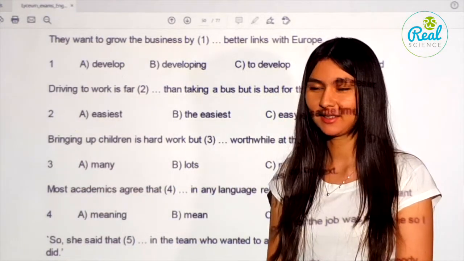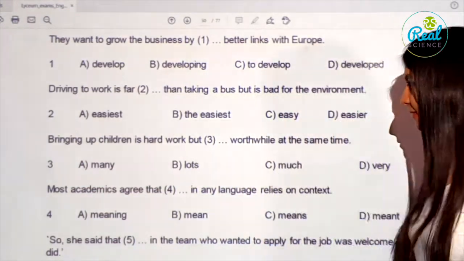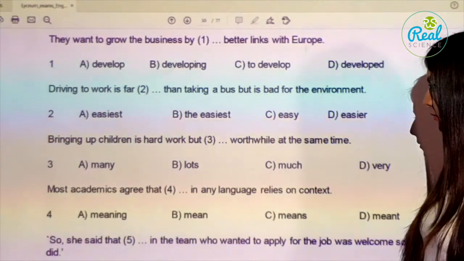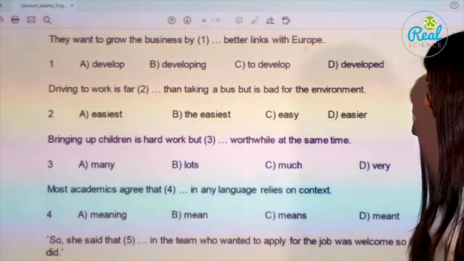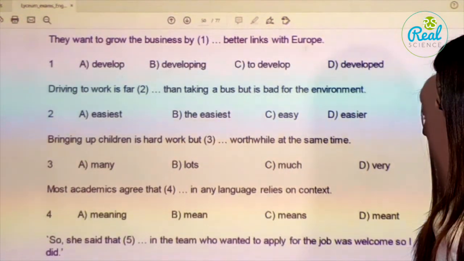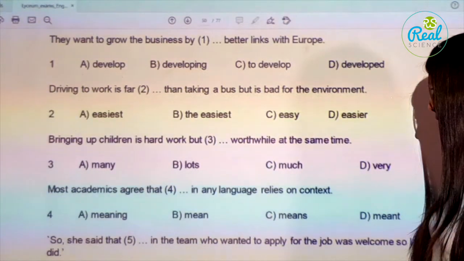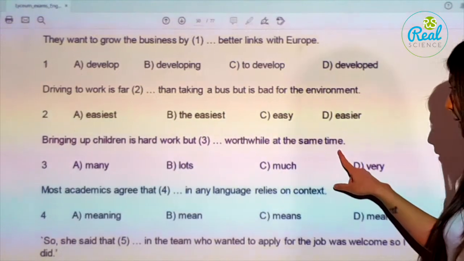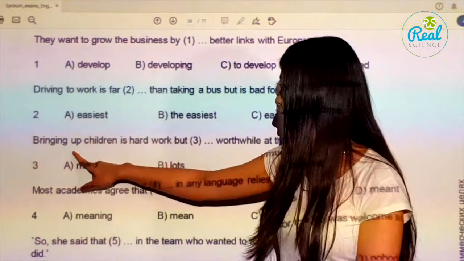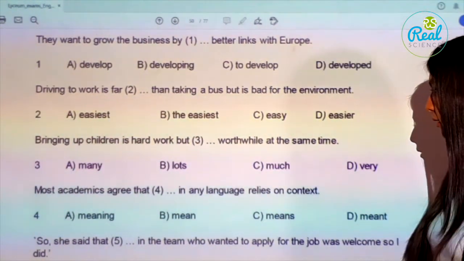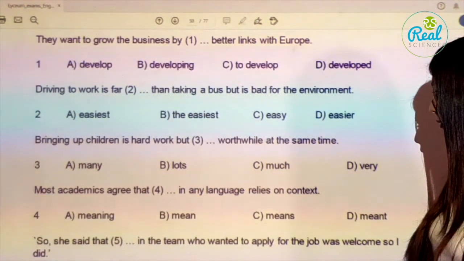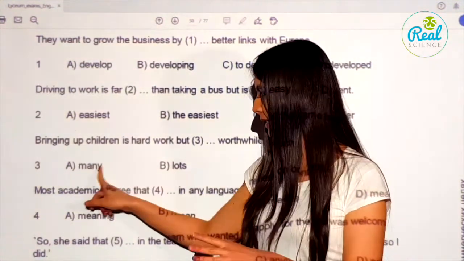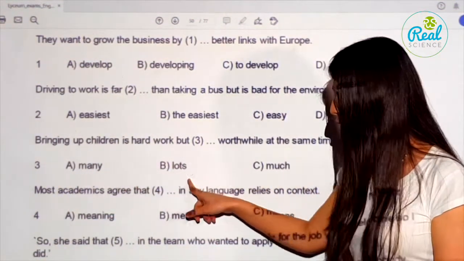Erkinova, Shahzoda? Bringing up children is hard work, but very worthwhile at the same time. Okay, bringing up children is hard work, but very much. Lots. Okay, cannot be much or many. So the many, yeah, exactly lots, not the correct one. Lots also.